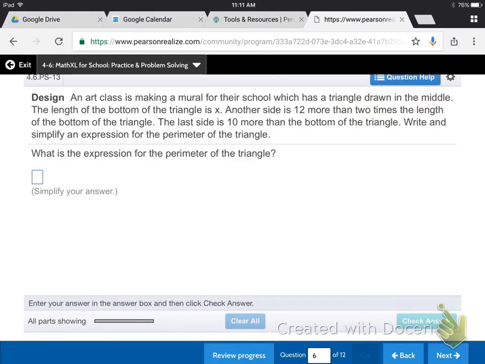Another word problem. Here we go. It says an art class is making a mural for their school, which has a triangle drawn in the middle. The length of the bottom of the triangle is x. So the length is x. Another side is 12 more than 2 times the length of the bottom of the triangle. We'll get back to that. And the last side is 10 more than the bottom of the triangle. Write and simplify an expression.